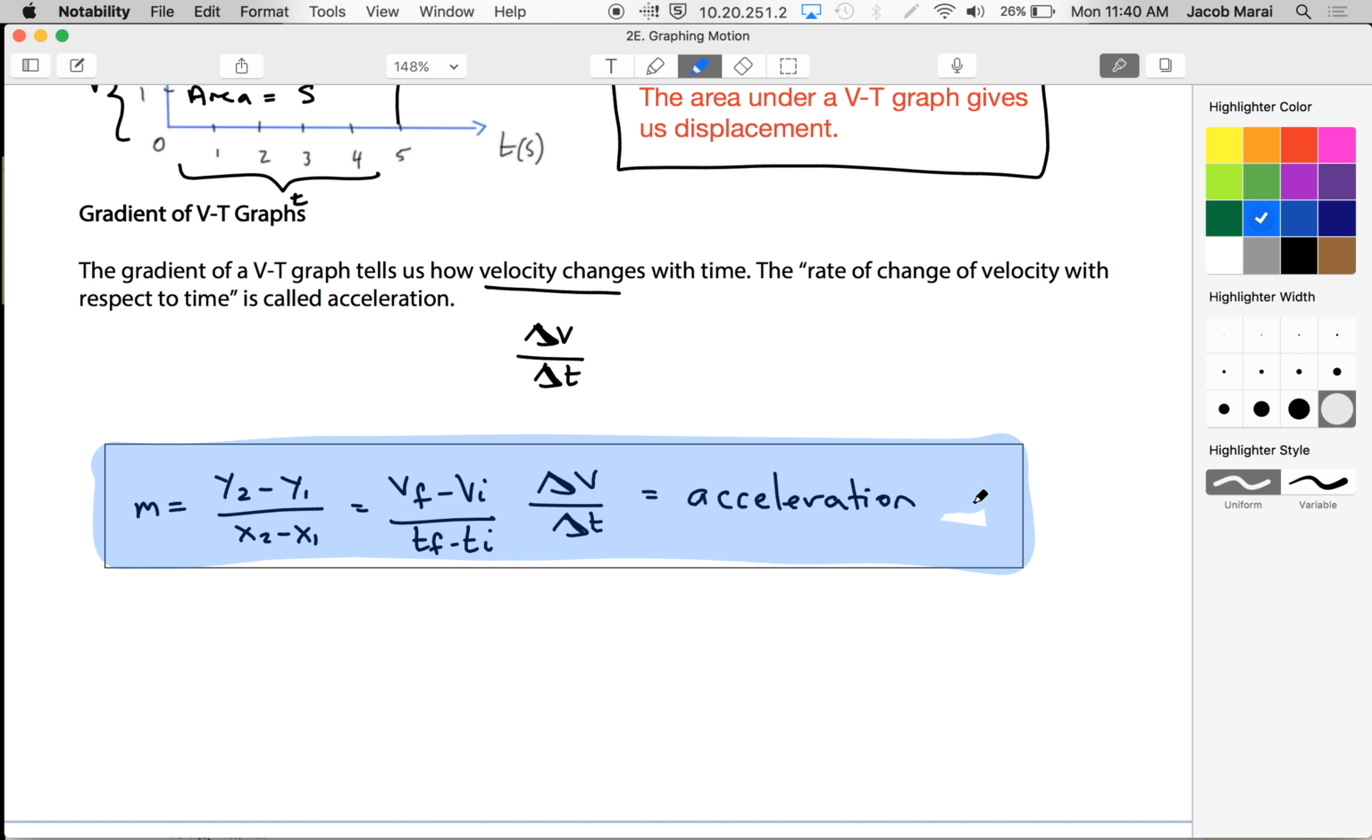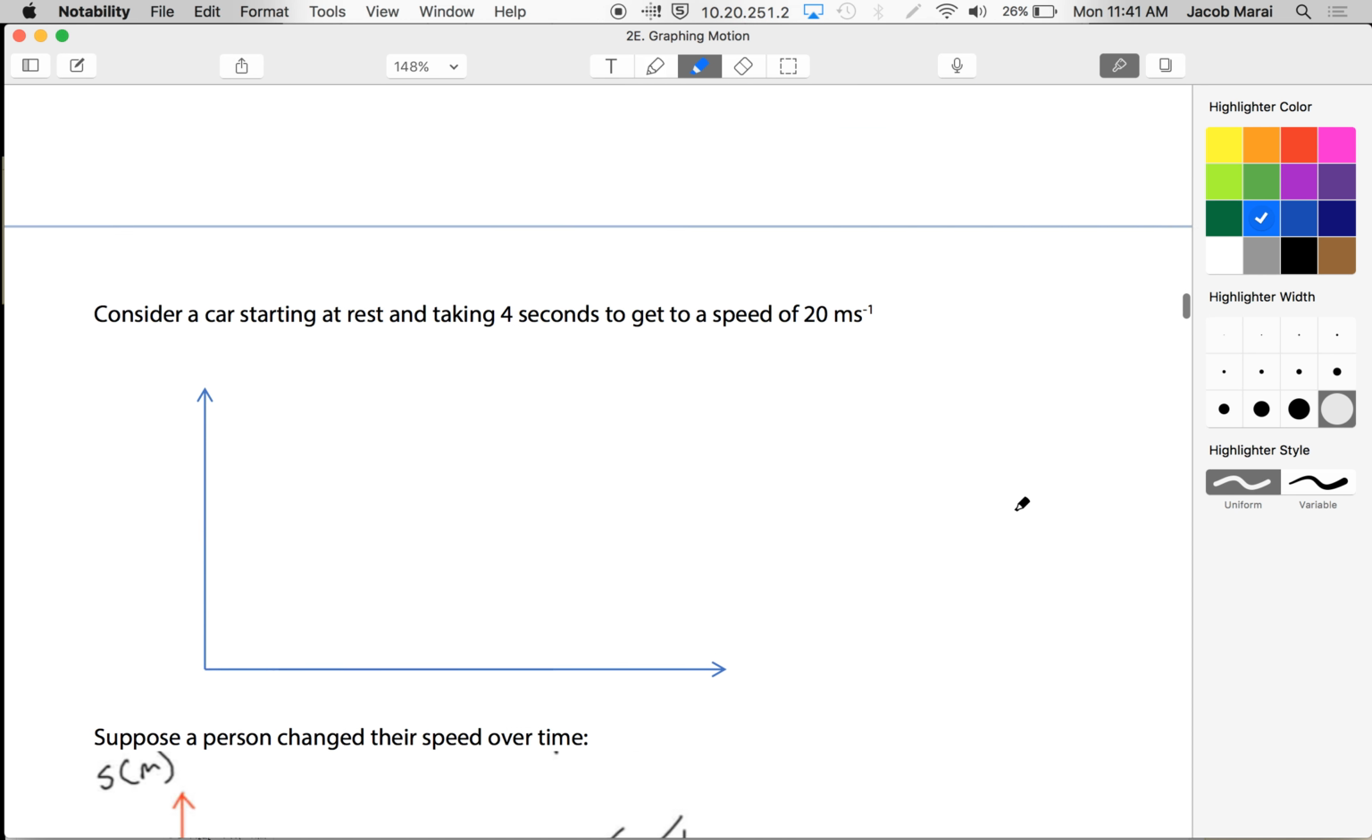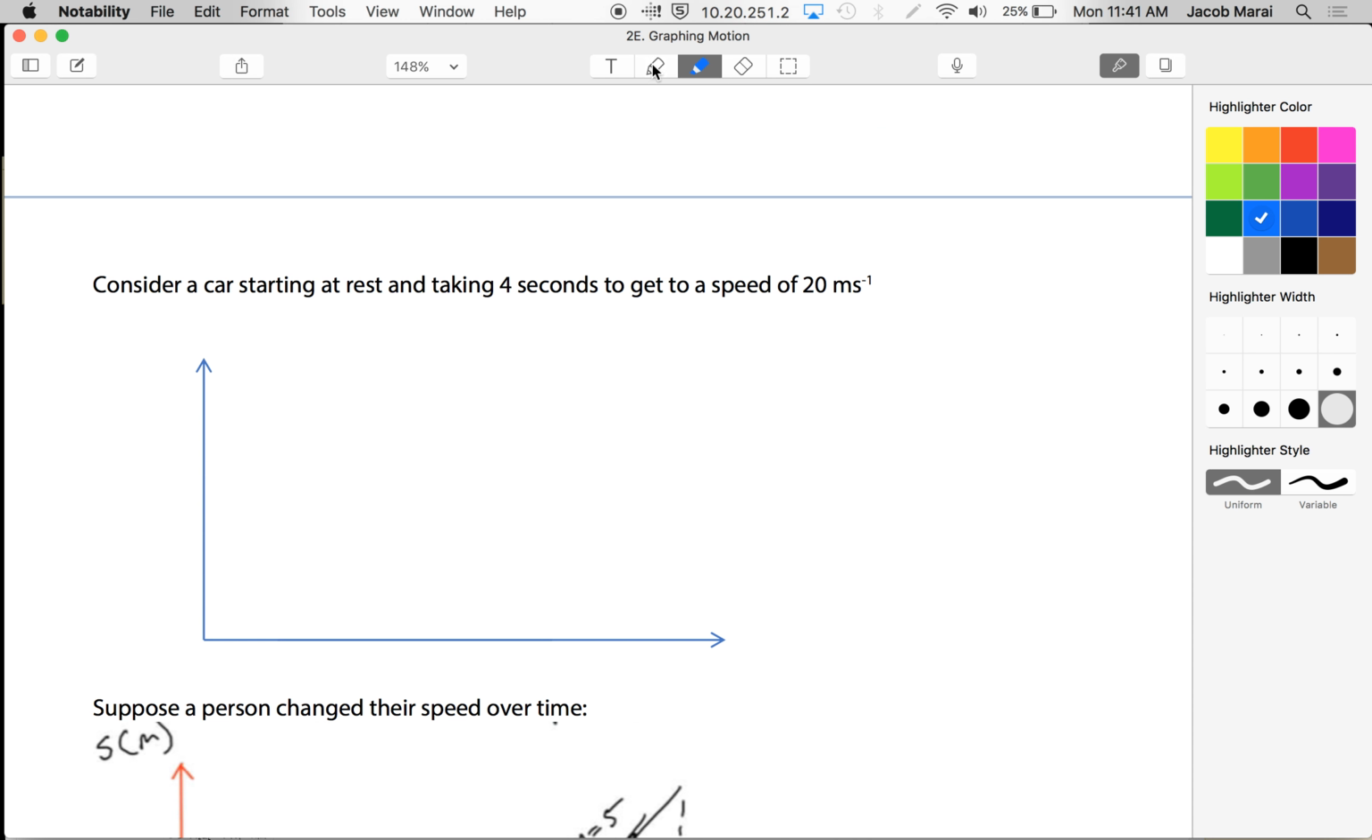So gents, I told you that we can get more info from a VT graph, Mr. Lind. We can get the displacement, it's the area under. We can take the gradient of the curve and that'll give us how the velocity is changing, and that's acceleration. Okay? Let's consider the following. A car starting at rest and taking 4 seconds to get to that speed.